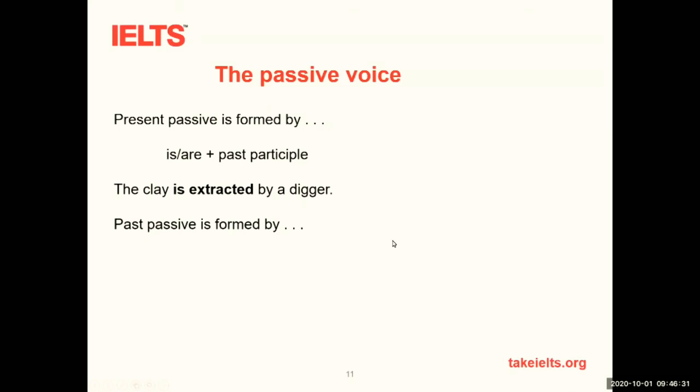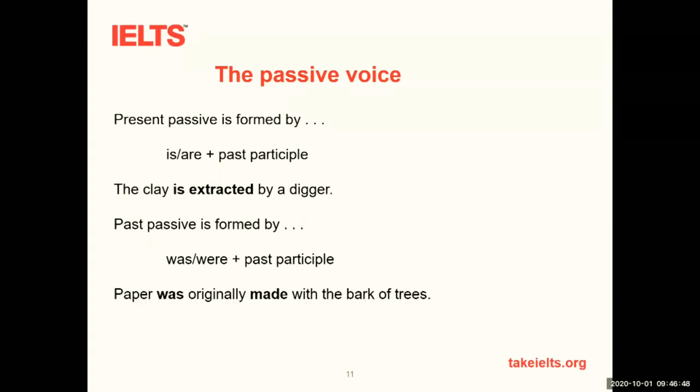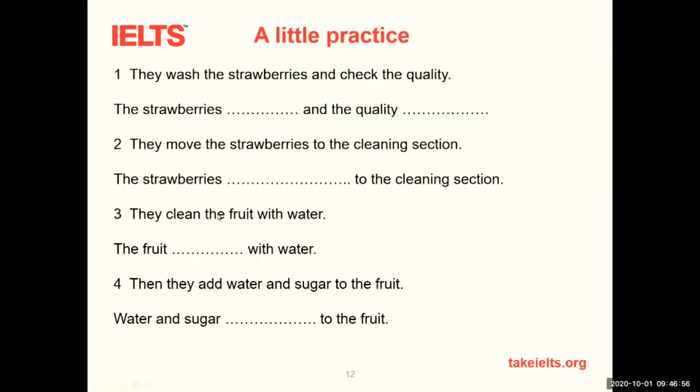And what about the past passive? How do we form the past passive? Was, were, yeah. Okay, everybody's got that. Thank you very much. Yes. So was or were and the past participle. And let's have an example of that. Okay. So was made. Excellent. So a little bit of practice then.